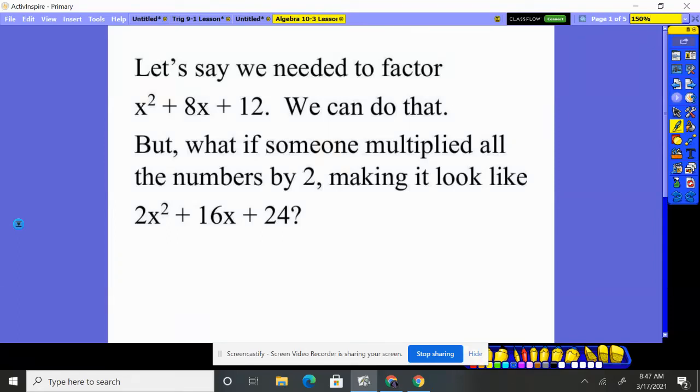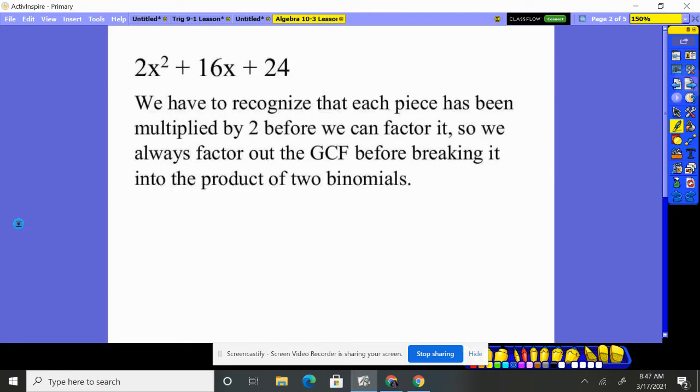Okay, let's say that we need to factor x squared plus 8x plus 12. Okay, I can do that, right? But what if somebody multiplied all the numbers by 2, making it look like this? And if somebody gave me 2x squared plus 16x plus 24 and said, hey, factor that, well, what are we going to do? Well, we have to recognize that each piece has been multiplied by 2 before we can factor it down to an x plus something times another x plus something. So the key is we must always factor out the greatest common factor before we start the problem.